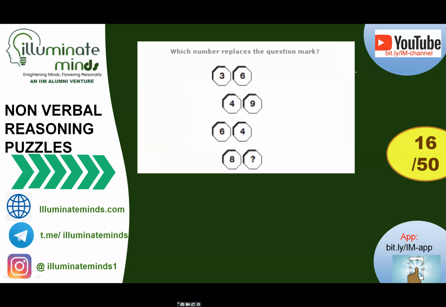So let's move to the next one. Question number 16. This is easy. 6 square is 36, 7 square 49, 8 square 64, 9 square 81. So 1 is the correct answer. Is this okay, guys?